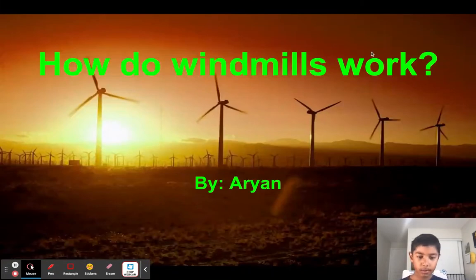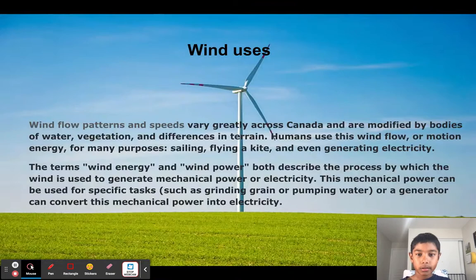So first let me talk about what is a windmill. A windmill is, as you can see in the background here, there's like hundreds of them. They're basically giant sticks with three blades that spin using the wind. So they spin like this, and there's hundreds. It's called a wind farm. So when the wind comes, it spins those blades, and when it spins, it makes electricity that comes all the way to our house. So I'm going to talk about wind uses right now.